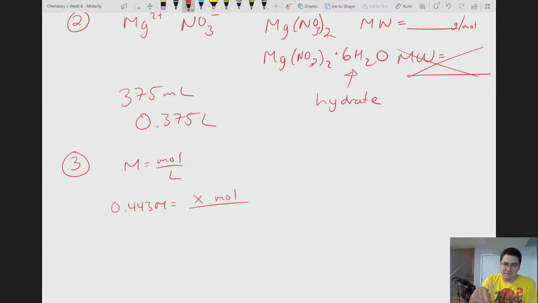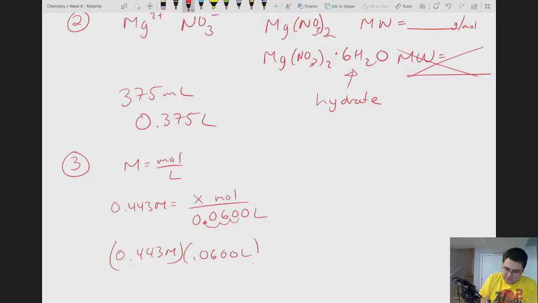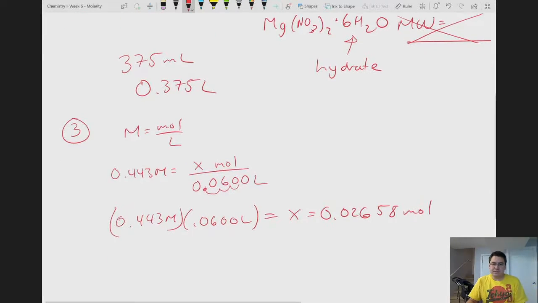I know the molarity is 0.443 molar. I don't know how many moles there are, but I do know it's 60 milliliters. So using my little trick, just move the decimal from milliliters to liters, 3 places to the left. It started out as 60. I moved it 1, 2, 3. So now it's 0.060. That's liters. To solve for the number of moles, I'm going to multiply both sides of the equation by 0.06. That tells me x equals 0.02658 moles.